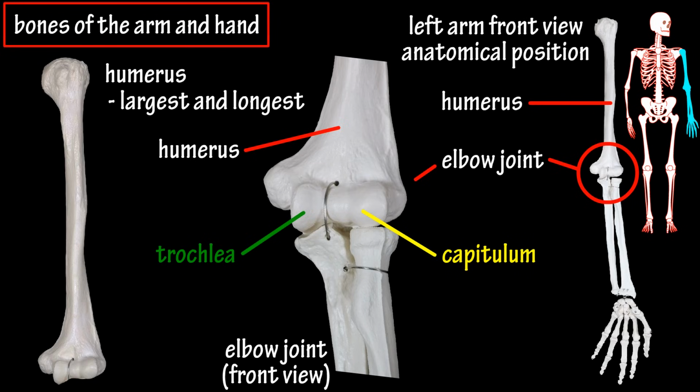Looking at the skeleton from the front or anterior view, when the skeleton is standing in the anatomical position, face and feet forward and palms facing forward, the outer or lateral curved surface is called the capitulum, and the inner or medial curved surface is called the trochlea. The capitulum articulates, or forms a joint, with the radius bone, and the trochlea articulates with the ulna bone.